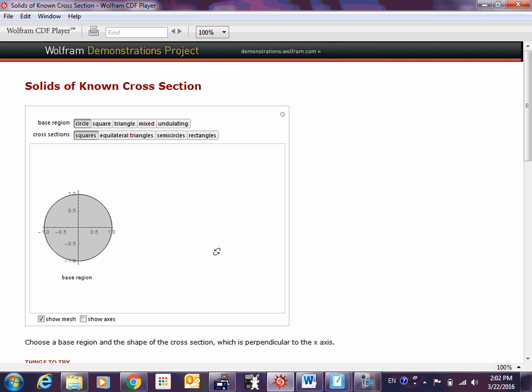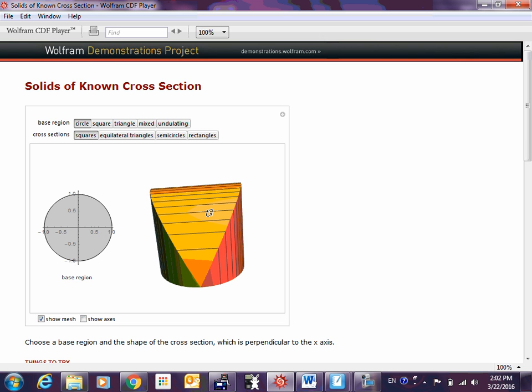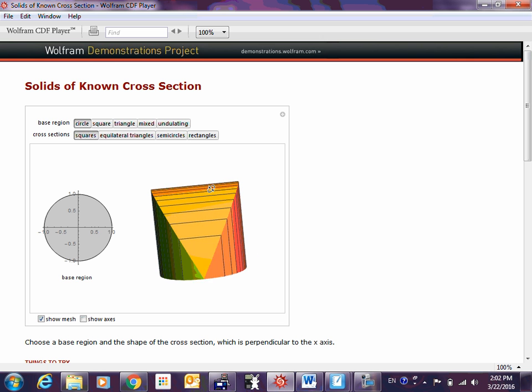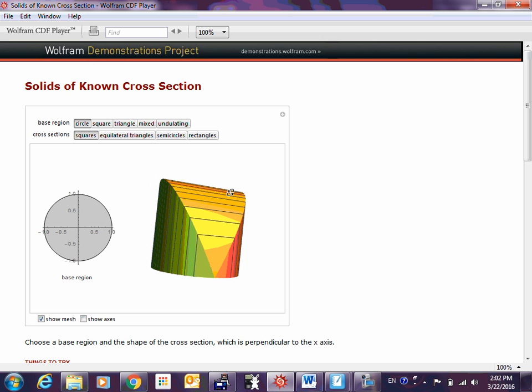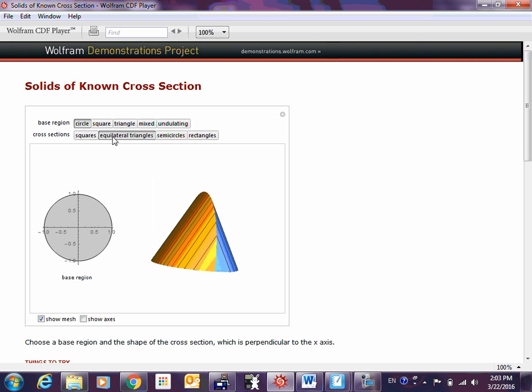There's a circle base, and if you look at it straight on, you can see those square cross sections or slices. All right, that's what that looks like. So I want you to see, if I keep a circle base but change to an equilateral triangle, look how the shape changes. And so this is an example. It kind of looks like a mohawk, I think.